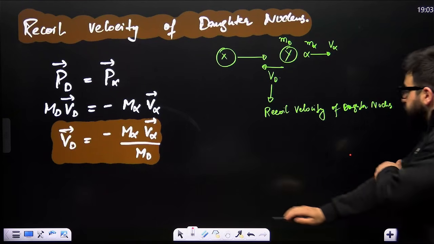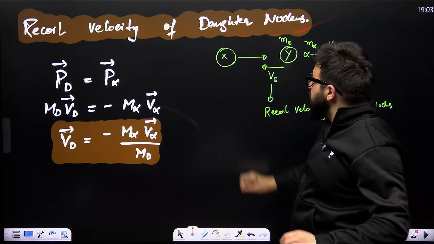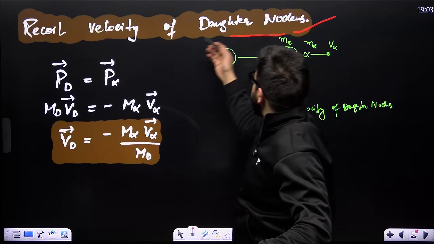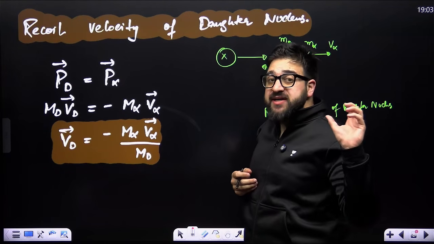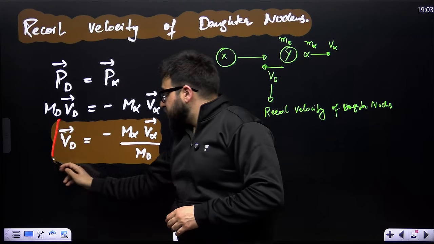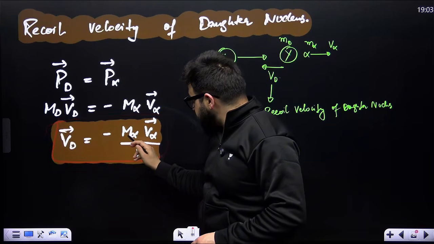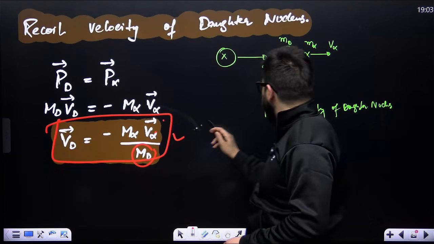One more important thing over here: the recoil velocity of the daughter nucleus. When alpha decay takes place and the alpha particle comes out, what is the velocity of the daughter nucleus? The recoil velocity is mass of alpha times velocity of alpha divided by mass of the daughter nucleus. You can keep it like this.